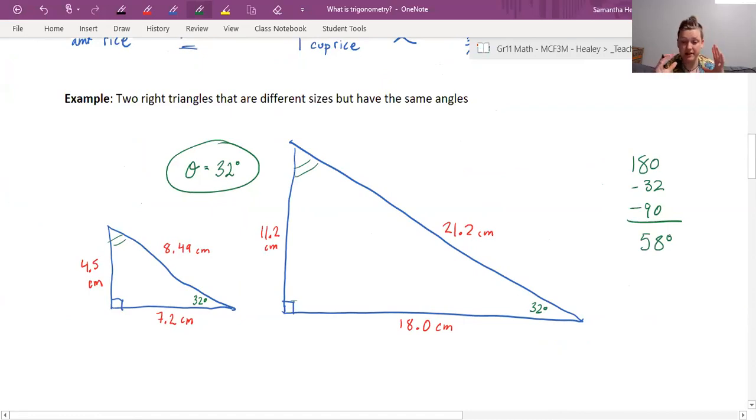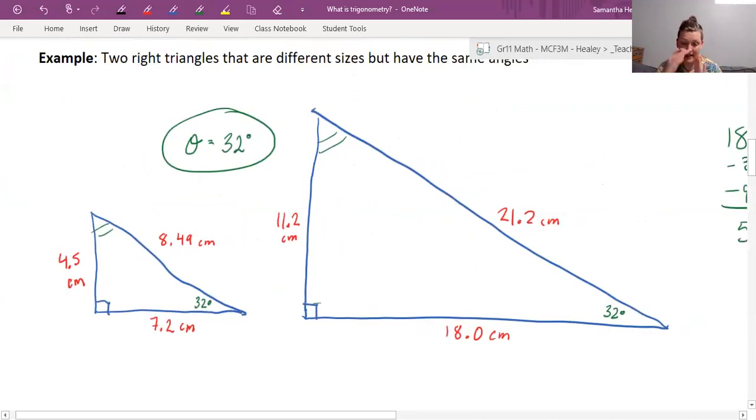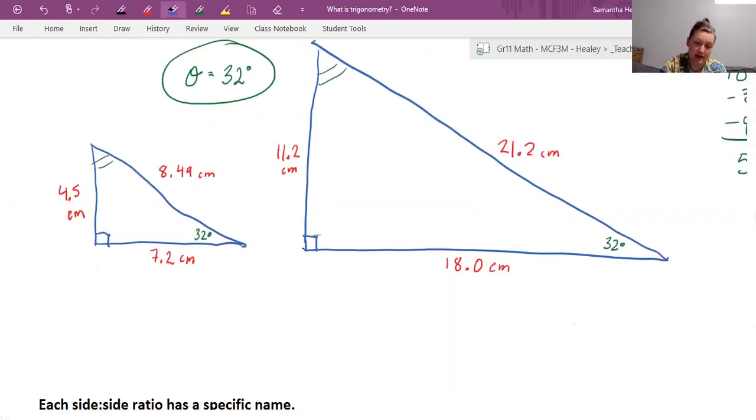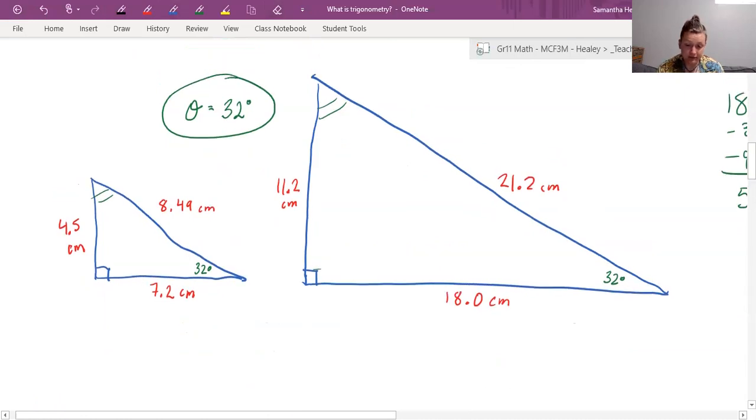So this means these triangles are the exact same shape, just one is a lot bigger than the other. They're the exact same shape, exact same proportions, meaning that one isn't short and squished and the other long. That would be a completely different shape, and they would have different angles in these corners. So these are different sizes, but the same shape, meaning they have the same angles.